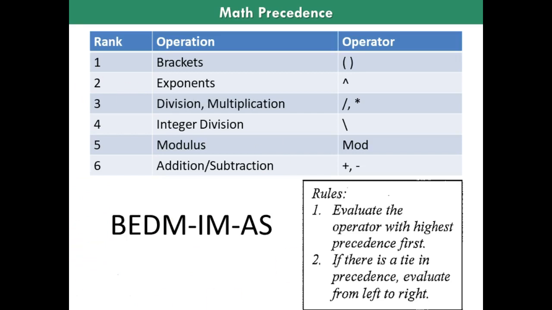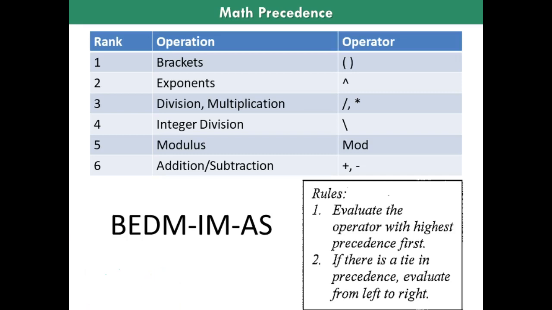Like in math class, we have BEDM, brackets, exponents, division, multiplication. We add a new order, a new precedence. Integer division comes after division and multiplication. And then in Visual Basic, we have modulus, which happens after integer division, but it happens before the step of addition and subtraction.